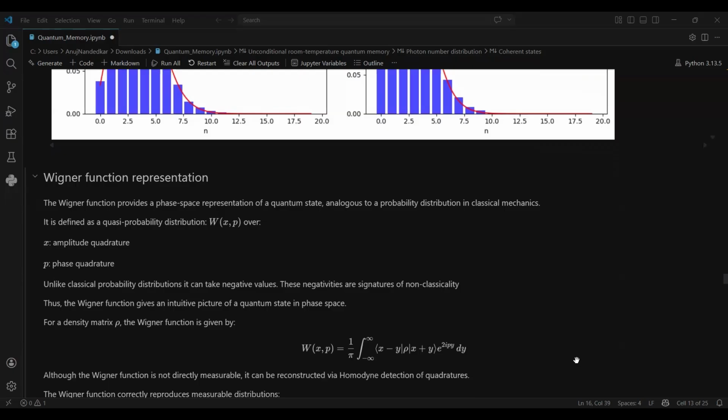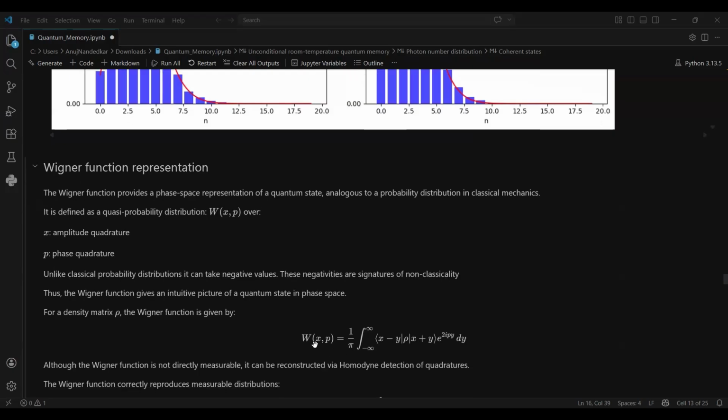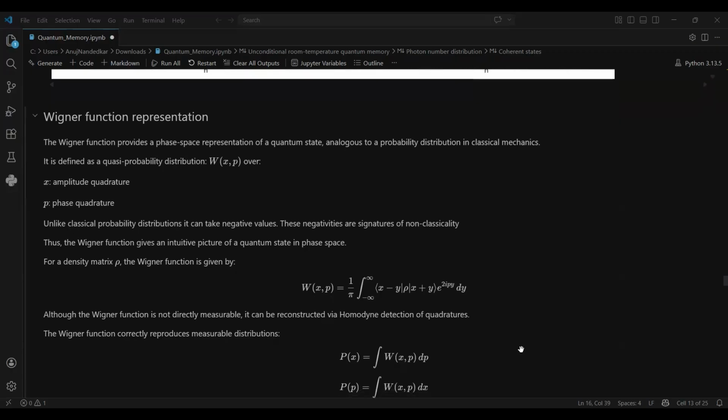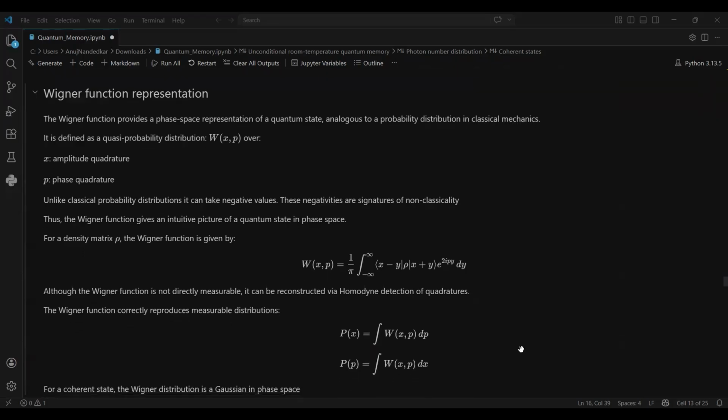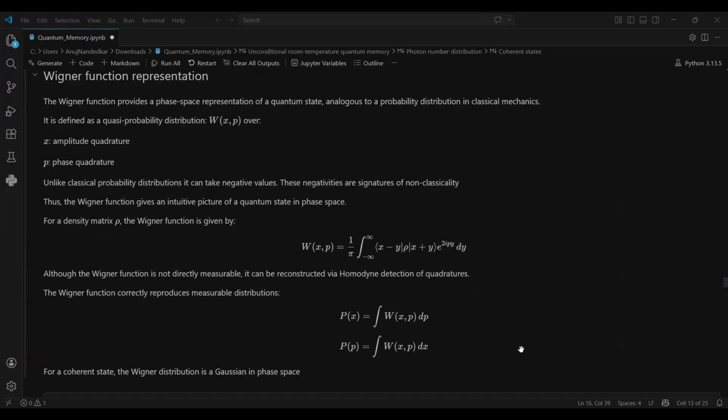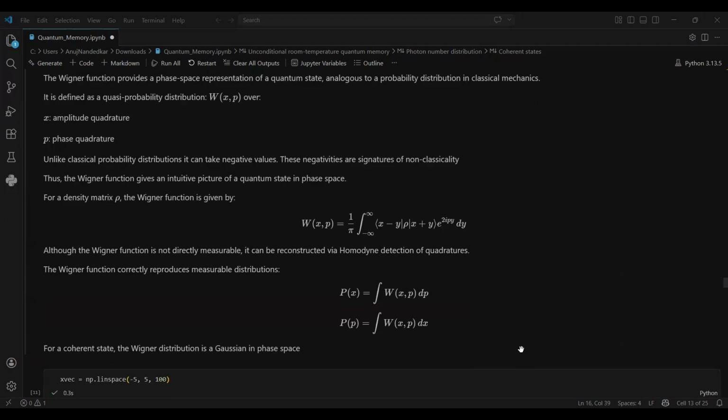Now for a given density matrix rho, this is how the Wigner function is defined. Although the Wigner function is also not directly measurable, it can be constructed via homodyne detection of the quadratures, which is what we do in this code as well. The Wigner function can also correctly produce measurable distributions. So integrating out one of the quadratures gives us the probability distribution of the other quadrature. And for a coherent state, the Wigner distribution is Gaussian in nature, which is what we observe in our plots as well.